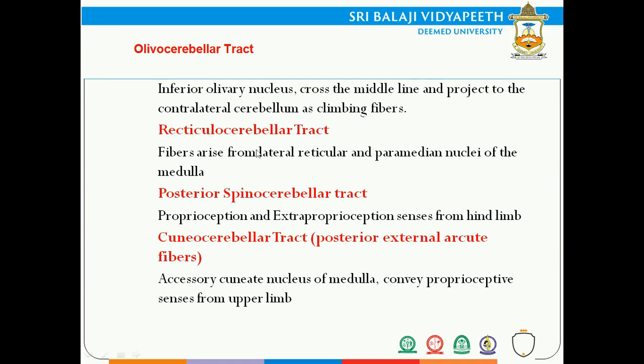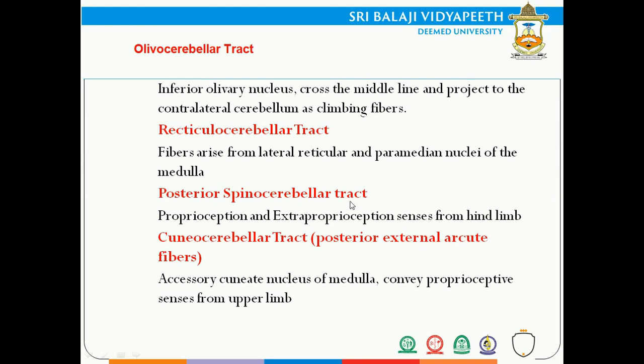Reticulocerebellar fibers are fibers from the reticular nucleus to the cerebellum, mainly from the lateral reticular and paramedian nuclei of the medulla. So here the fibers from the medulla and the pons are getting conveyed to the cerebellum.